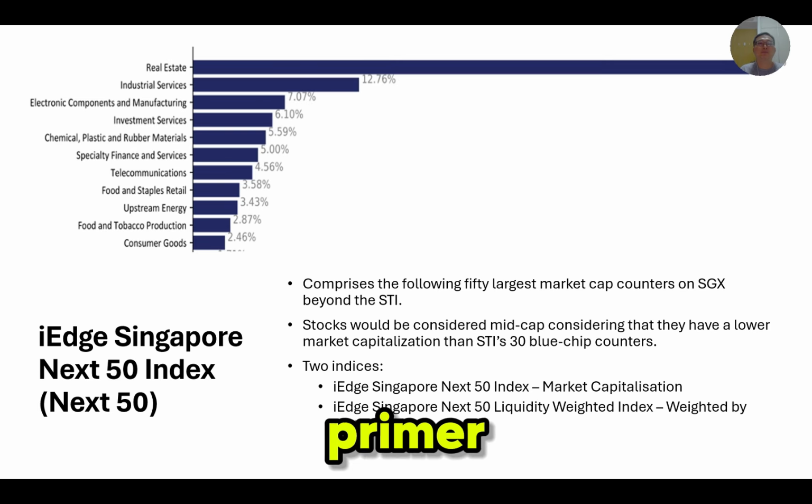Okay, so that's a beginner primer for the STI, 30 of the largest stocks in Singapore, dominated by banks, right? So now let's talk about the IH Singapore Next 50 Index. It is the following 50 counters, right? The following 50 largest stocks after the STI, okay?